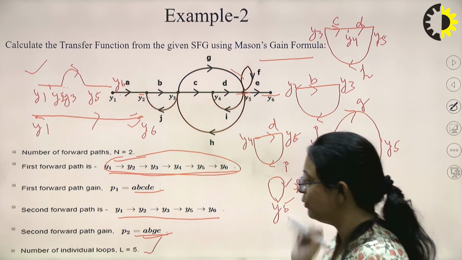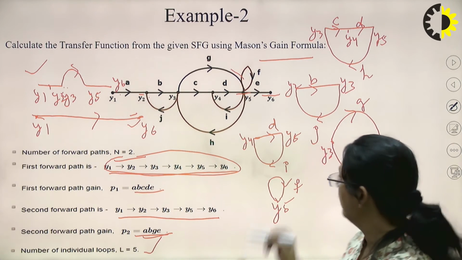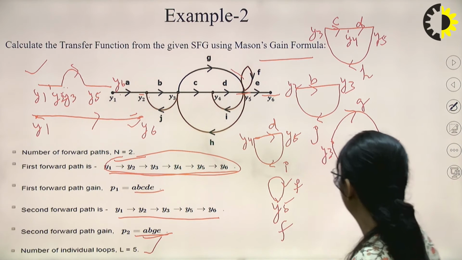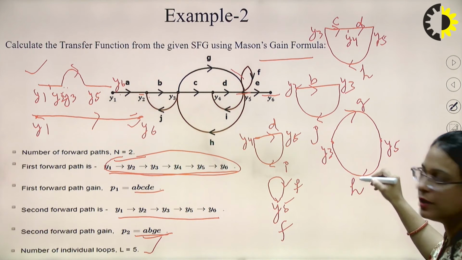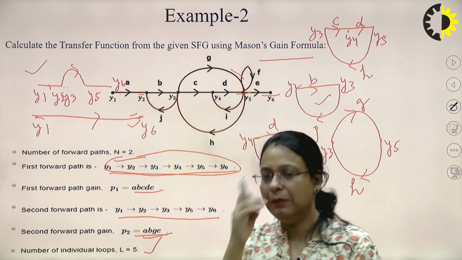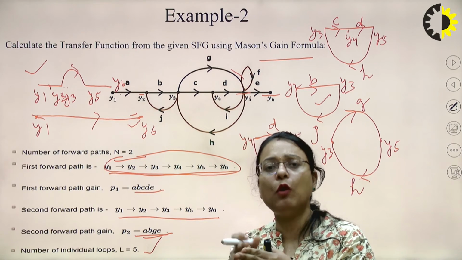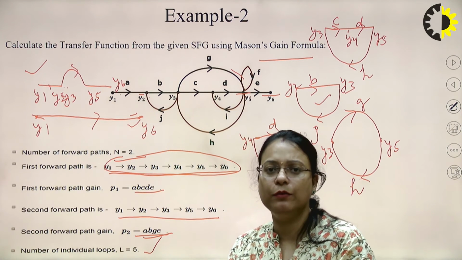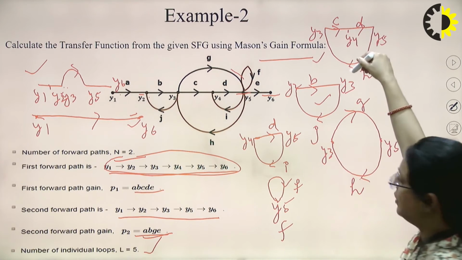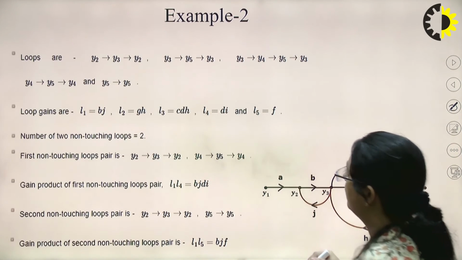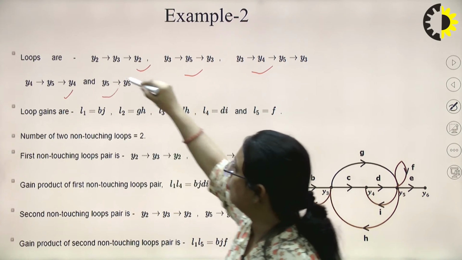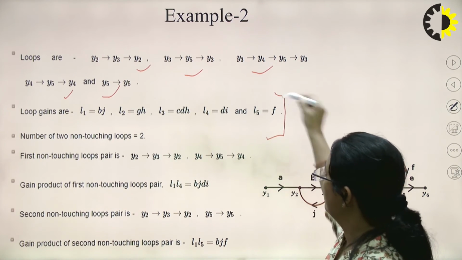There are a total of 5 loops in this figure. These are the 5 loops. The gain for this loop will be F only, right? The gain for this loop will be G into H. The gain for this loop will be B into J. We have to simply multiply the gain of the forward path and the gain of the feedback path for a particular loop. For this it will be C, D into H. So these are the loops I have already discussed. These are the total 5 loops and these are the gains.